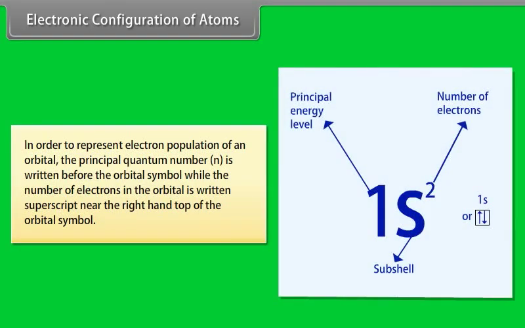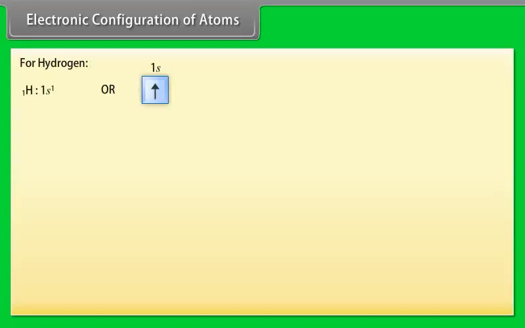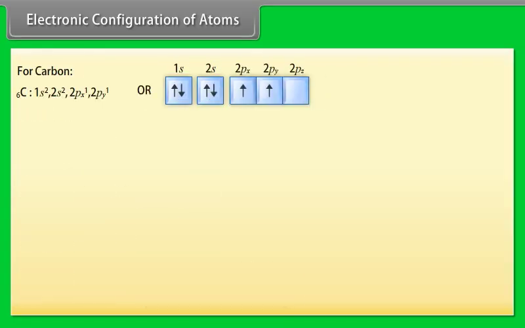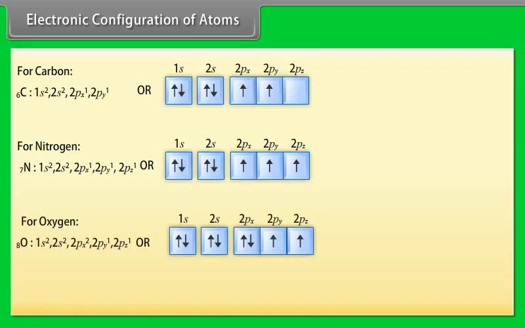Electronic configuration of atoms. In order to represent electron population of an orbital, the principal quantum number n is written before the orbital symbol, while the number of electrons in the orbital is written as a superscript near the right-hand top of the orbital symbol. If we have 2 electrons in the s orbital of first energy level, then it is written as 1s². For hydrogen, helium, lithium, beryllium, boron, carbon, nitrogen, oxygen.